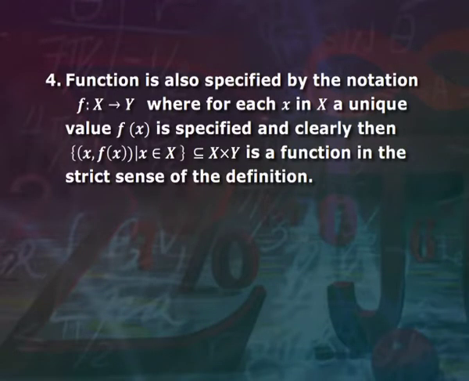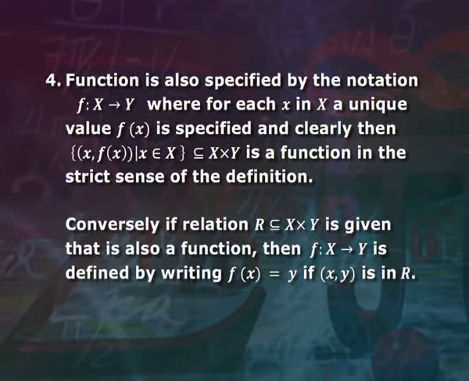4. Function is also specified by the notation f: X to Y, where for each x in X a unique value f(x) is specified, and clearly then the set of ordered pairs (x, f(x)) such that x is in X, which is a subset of X cross Y, is a function in the strict sense of the definition.